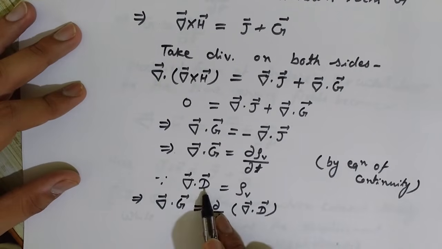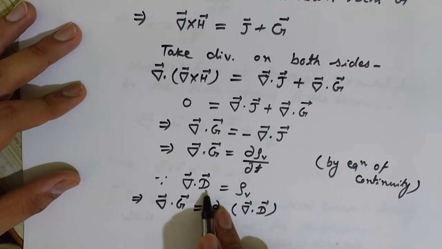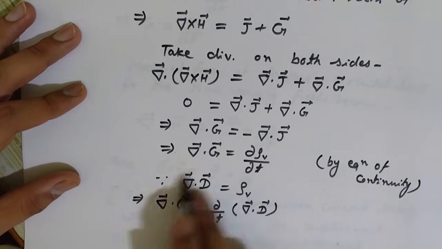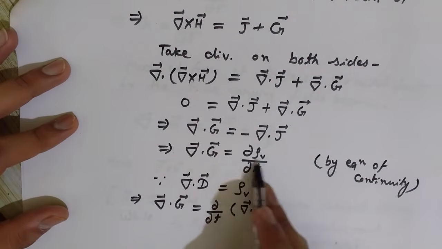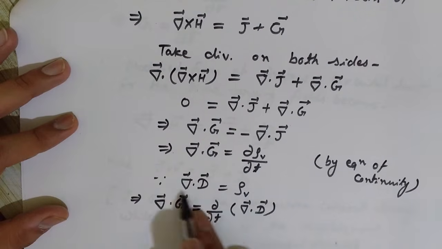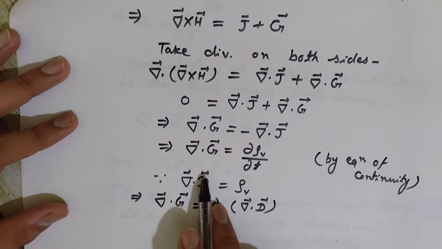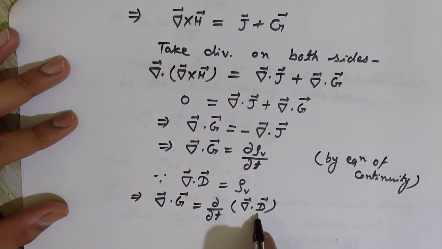I also know that divergence of D equals rho V. We have seen this is a Maxwell equation, that divergence of the electric flux density is equal to the volume charge density. So by using this Maxwell's equation, I can replace the rho V by the divergence of D. So at the place of this, I will replace it by divergence of D. So I got divergence of G is equal to del by del T of divergence of D.